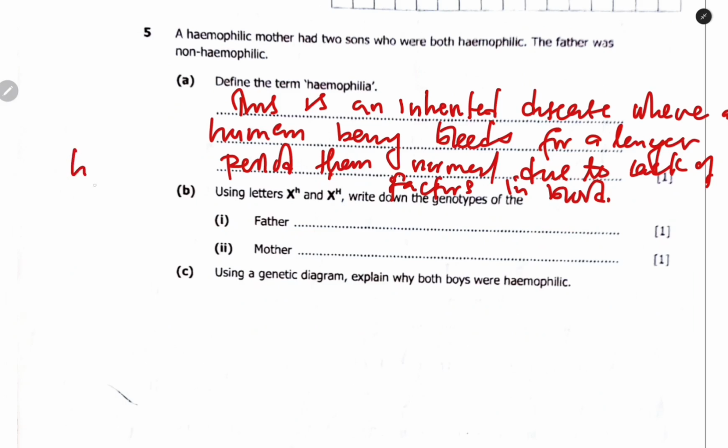So using letter X small and X big to represent the genotype of the father and the mother. We are saying the father is non-hemophilic. Like I said, you know that in male you have X and Y. If it's non-hemophilic, we have the capital letter H, which is just normal, and of course for Y there's none; the H is attached to the X chromosome. Then for the female, the mother is sick, so we have small h, small h. So these are the genotypes.